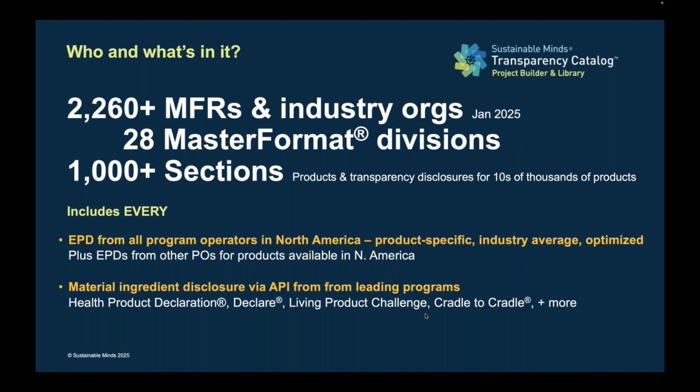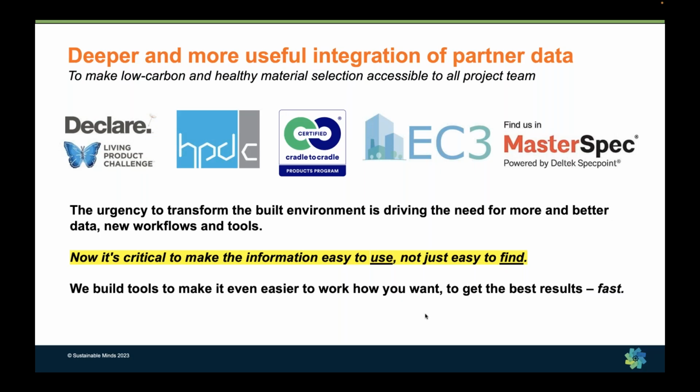So we've got data coming in monthly, weekly, from many different sources in many different formats. And it's what our data team does day in and day out: gather it, synthesize it, structure it, and publish it into the transparency catalog. But we have an added layer of intent, which is that it's one thing to add a link to a Declare label or add a link to an HPD.